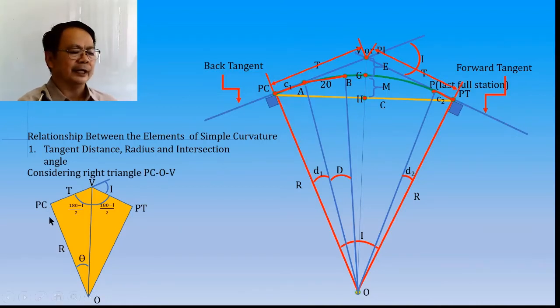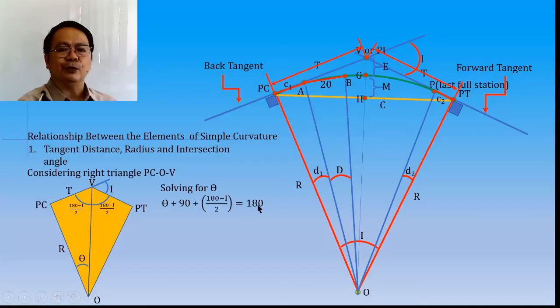Kaya kung titignan natin itong triangle na ito, PC, V, and O, okay? We can solve for the triangle because the sum of the angles inside the triangle must be 180. So that this 90 degrees PC plus theta, or this theta plus PC plus this angle which is 180 minus I over 2 must be equal to 180 degrees. Right? Now, if we simplify this part, that becomes 90 minus I over 2. And you will notice that 90 will cancel with 180. And when we simplify, we transpose this to the right-hand side, that becomes theta being equal to I over 2.